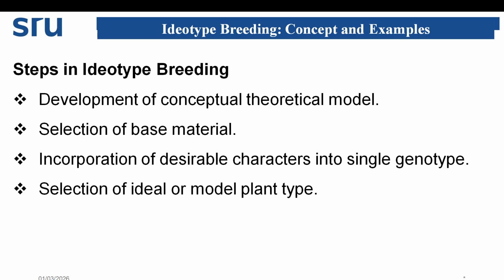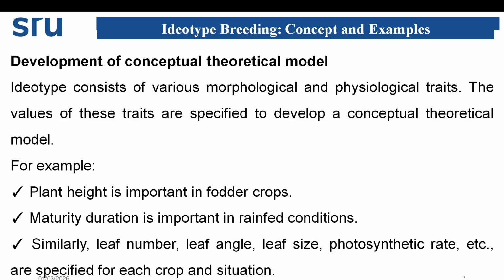We have seen the features and the factors affecting crop idiotype. Now, our main point is the steps in idiotype breeding. Mainly there are four steps: development of a conceptual theoretical model, selection of base material, incorporation of desirable characters into a single genotype, and last, selection of an ideal or model plant type. These are the four steps involved in idiotype breeding. We'll see them one by one. The first step is development of a conceptual theoretical model.